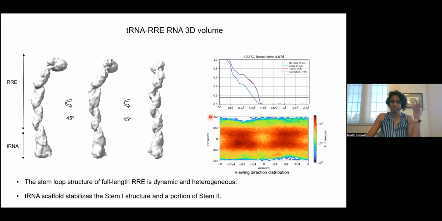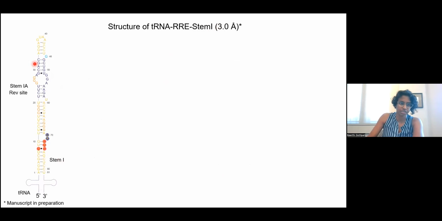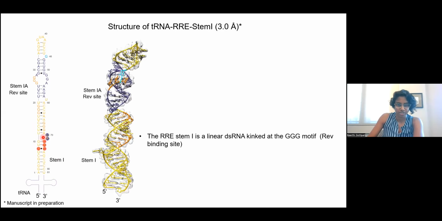Again, because it's so heterogeneous and flexible, we think it's averaging out, and we are not able to visualize the rest of the stem loop structures. So in order to fit the model of the RRE into the structure, we also worked with the stem 1 of the RRE using crystallography. Once again, we made a tRNA scaffolded stem 1 construct, and we crystallized this construct.